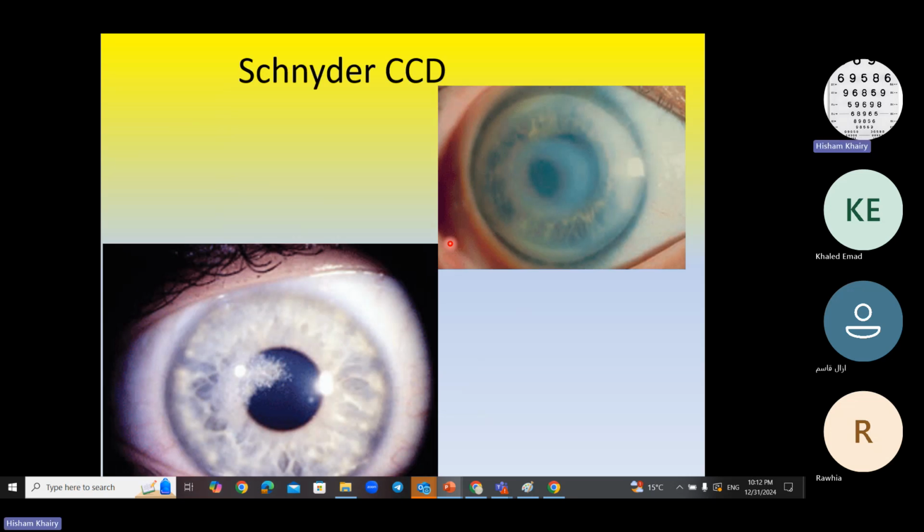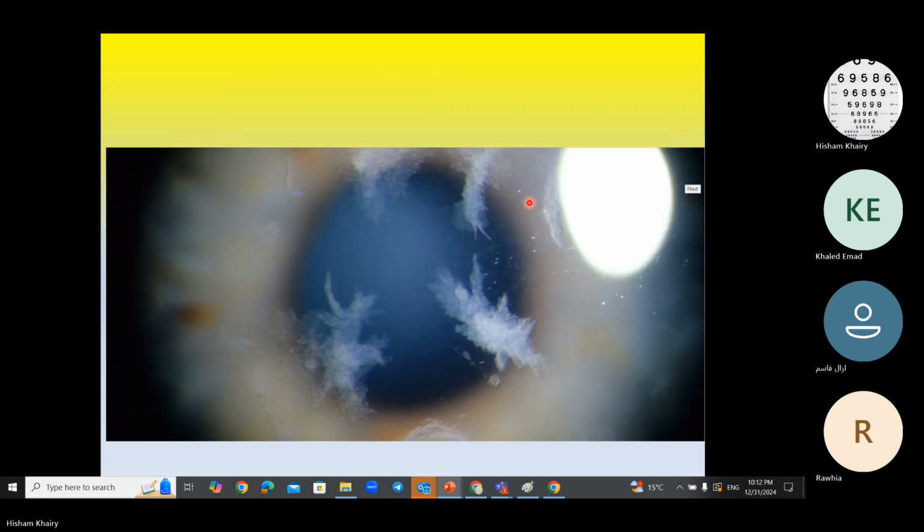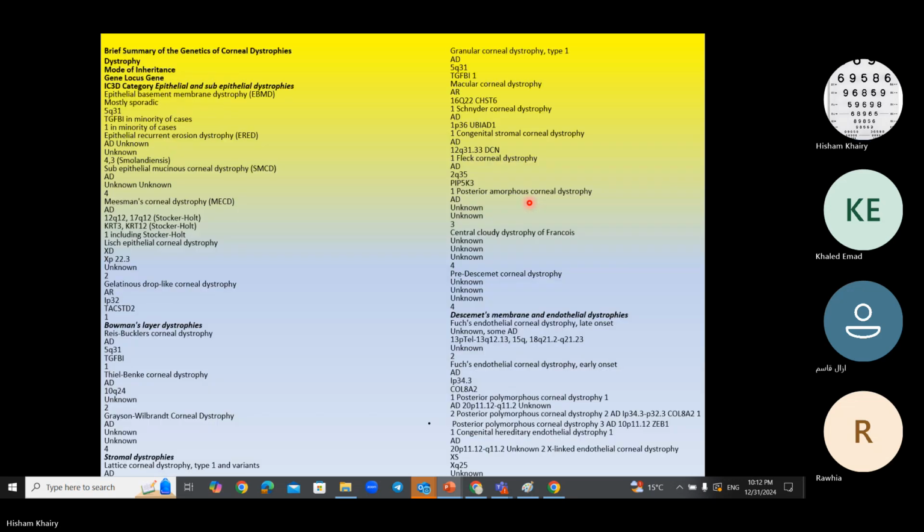So here is Schneider corneal dystrophy again, early and late. Again, a reminder of the chromosomes in a table, the chromosomes that are related to corneal dystrophy.